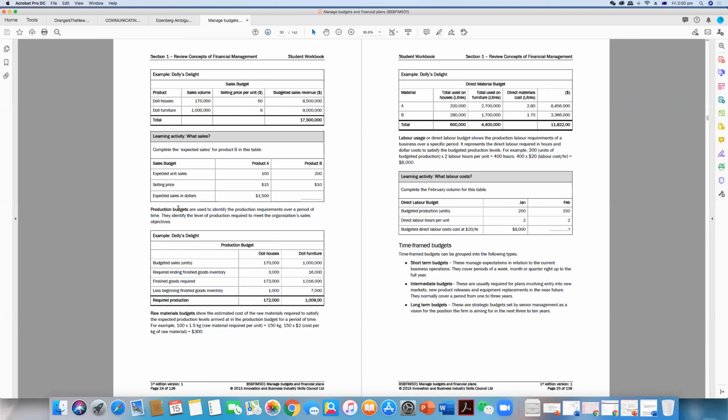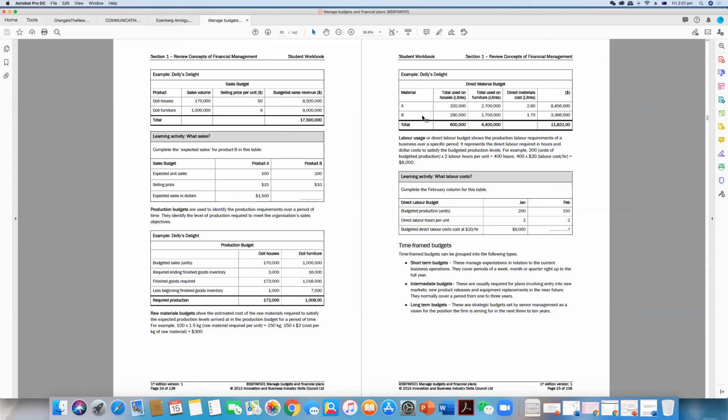And the production budget is used to identify the production requirements over a period of time. They identify the level of production required to meet the organization's sales objective. The production budget is like this. Let's have a look. How many units? Required ending finished good inventory, finished good required, beginning finished good inventory, and then you get the required production. You just make a budget, you just make it up, kind of like that.